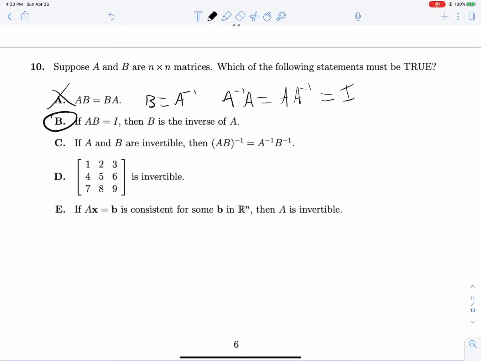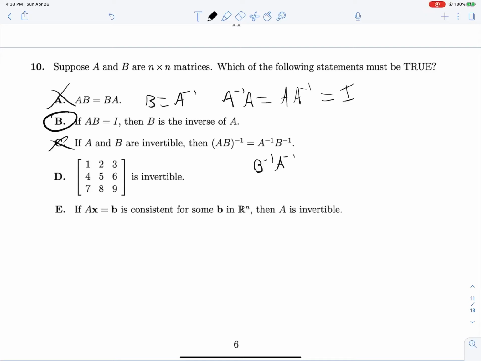Okay, what about C? If A and B are invertible, then (AB) inverse is equal to A inverse B inverse. Nope, this is not true. If we're taking the inverse of two matrices multiplied together, that inverse will be B inverse A inverse. We have to flip the two within the parentheses.